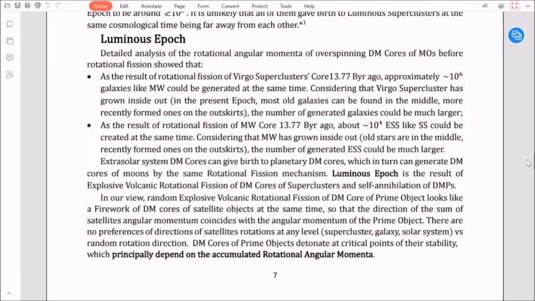The luminous epoch is the result of explosive volcanic rotational fission of dark matter cores of superclusters and self-annihilation of dark matter particles. In our view, random explosive volcanic rotational fission of dark matter cores of prime objects looks like a firework of dark matter cores of satellite objects at the same time, so that the direction of the sum of the satellites' angular momenta coincides with the angular momentum of the prime object. There are no preferences of directions of satellites' rotation at any level, supercluster, galaxy, or solar system, versus random rotation direction. Dark matter cores of prime objects detonate at critical points of their stability, which principally depend on the accumulated rotational angular momentum.